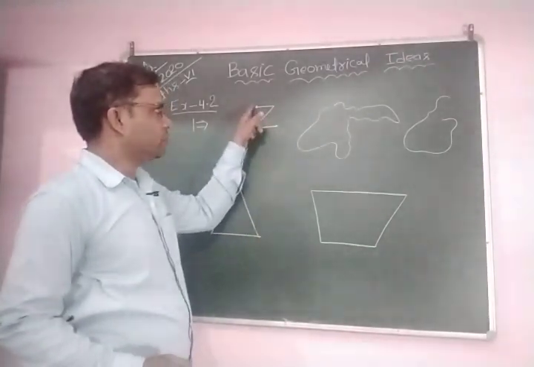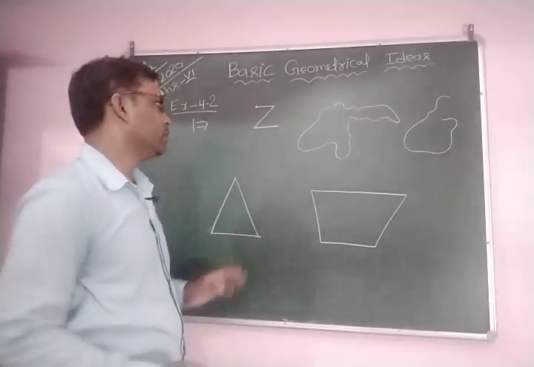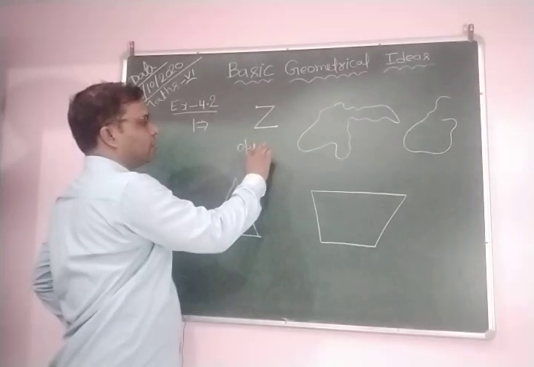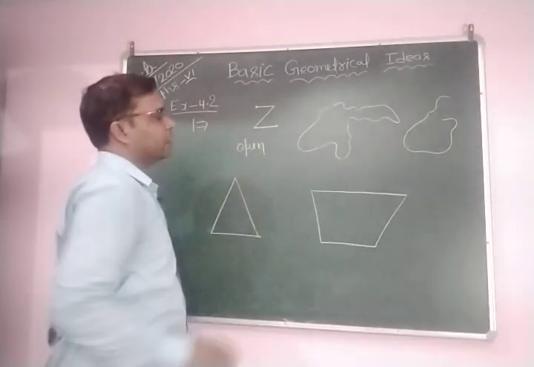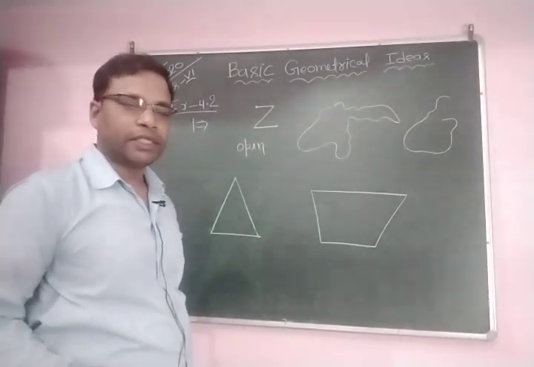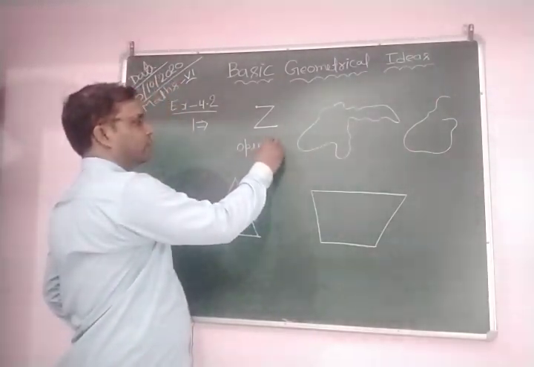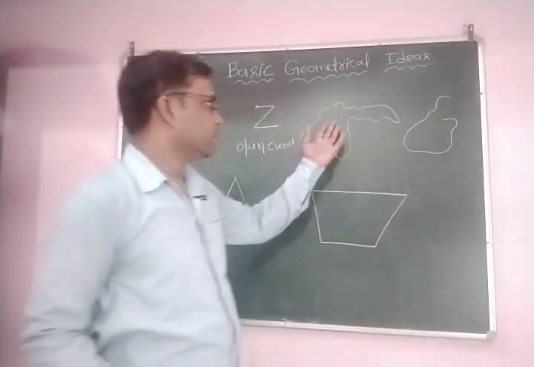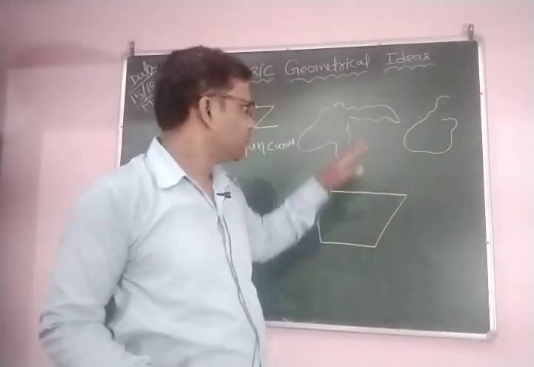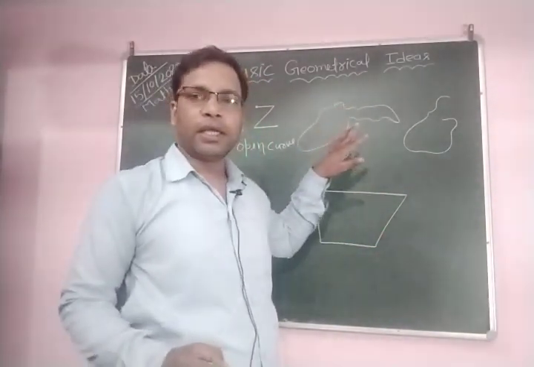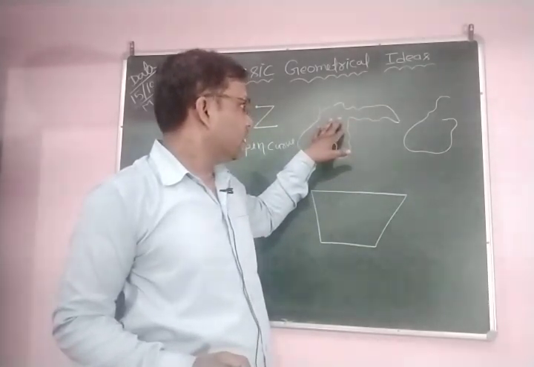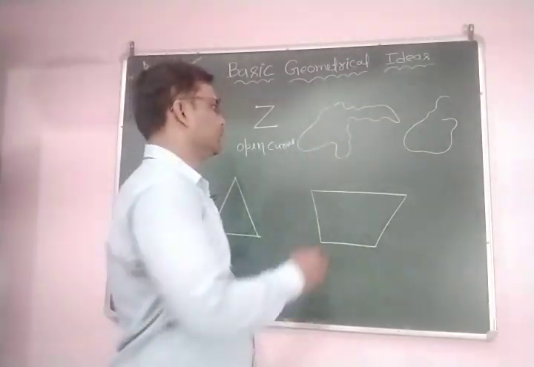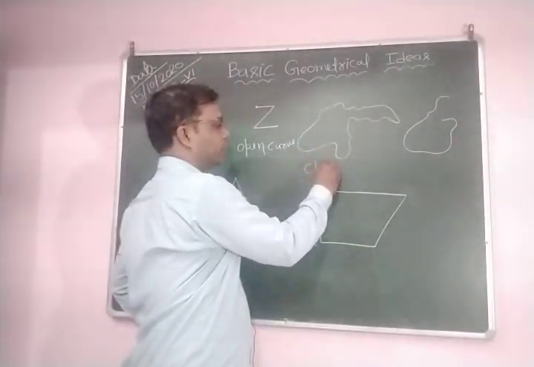You can see in this curve, the initial point is here and the end point is here. So two different points, so this is an open curve. A curve whose initial point and end point are at different places is called an open curve. And you can see this figure is closed. Its initial point and end point are at the same place. So this is a closed curve.